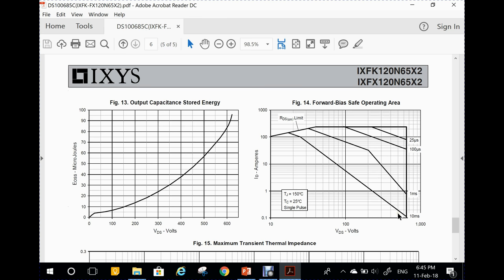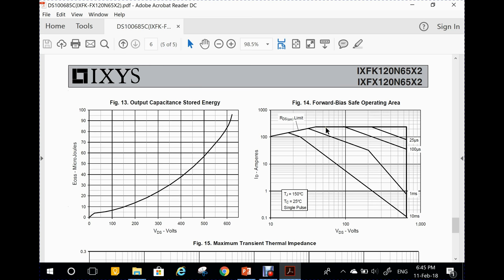Same thing goes for, let's say, 100 microseconds. Of course, if the pulse is shorter, then you are allowed higher voltages. So say for 100 microseconds, and let's see, I'm here, and this is 300 volt, you're allowed a current pulse of, I'd say, 70 amp. That is, it will sustain 70 amp for 100 microseconds without breaking down.